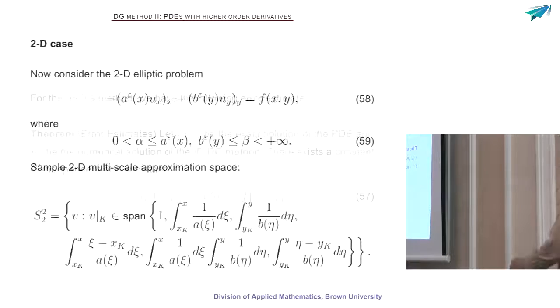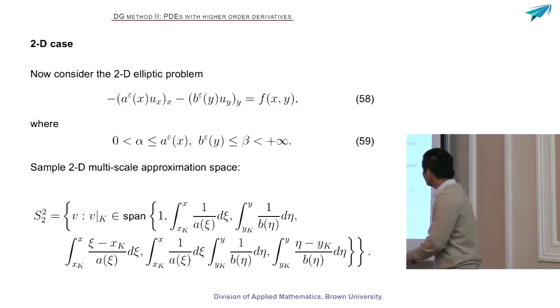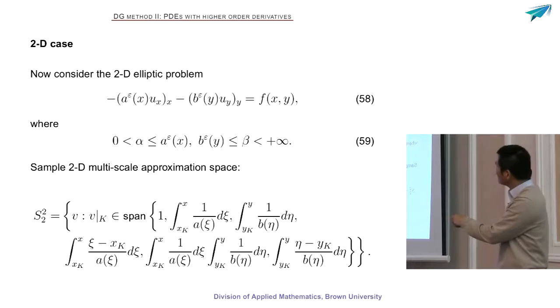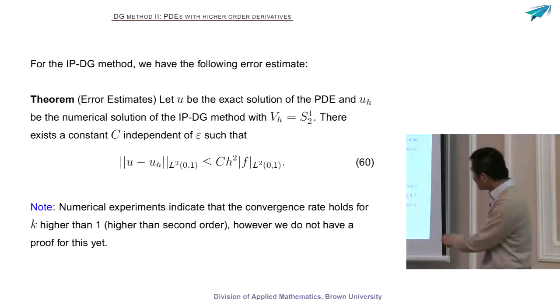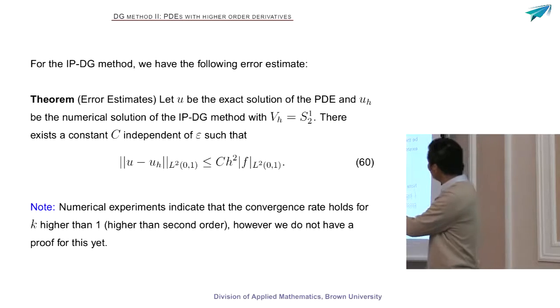Okay, so then 2D. This is of course earlier work, where we know the direction of oscillations: the coefficient here is only oscillating in X, or only oscillating in Y. Then we can write down the basis and get the same error estimate. But here we can prove it for 2D, only for P1.